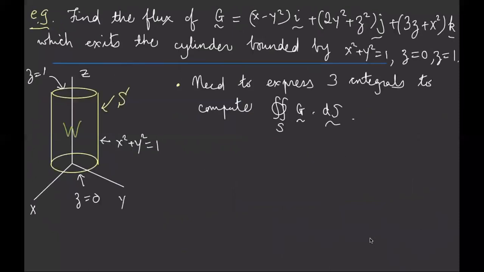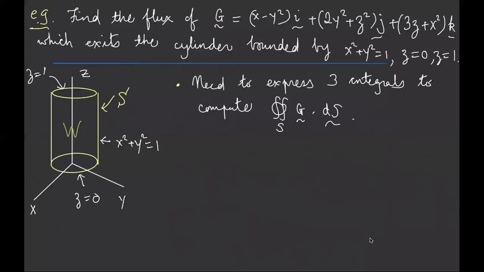Let's look at another example, a little bit more complicated. We have a slightly more complicated vector field G, and you're asked to find the flux of G which exits a certain surface. This is the cylinder which is bounded by these curves here. You've got x squared plus y squared equals 1, which would be a circle in the xy plane, but in 3D that's actually going to be a cylinder. The cylinder is capped by z equals 0 and z equals 1. So here's the picture of the cylinder.